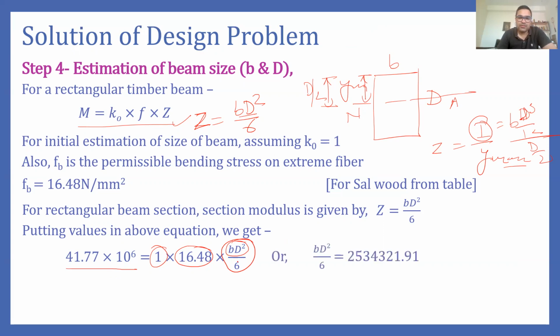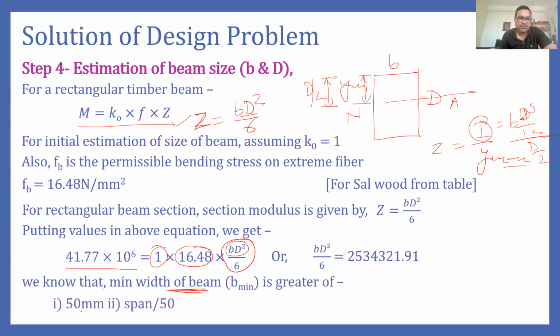As per IS code, the minimum width of beam will be the greater of 50 mm and span by 50. I have discussed it in the first part of this lecture. So the minimum dimension of the beam can be 50 mm or span by 50, whichever is greater. In this case, 50 mm is a direct value. Span is 4500, which is the effective span of the beam, and divided by 50, it becomes 90 mm. So the minimum width of beam can be taken as 90 mm.